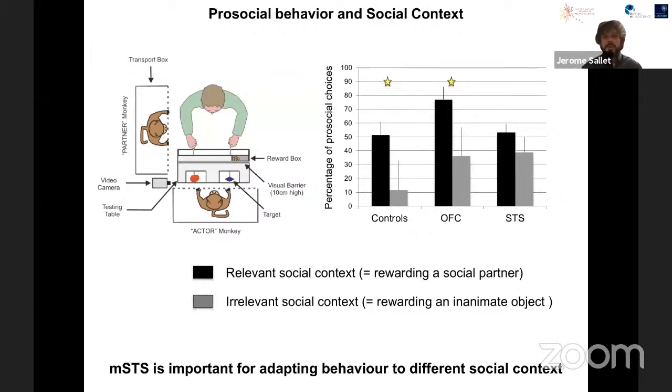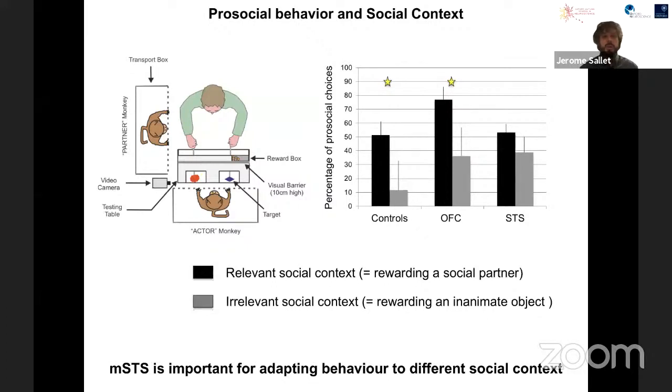We tested three groups of monkeys: control monkeys, monkeys with an OFC lesion, or mid-STS lesion, sorry, I should say. And they perform at different levels. But what's important is what happens when you replace the monkey partner by a container. So it's a non-social partner.